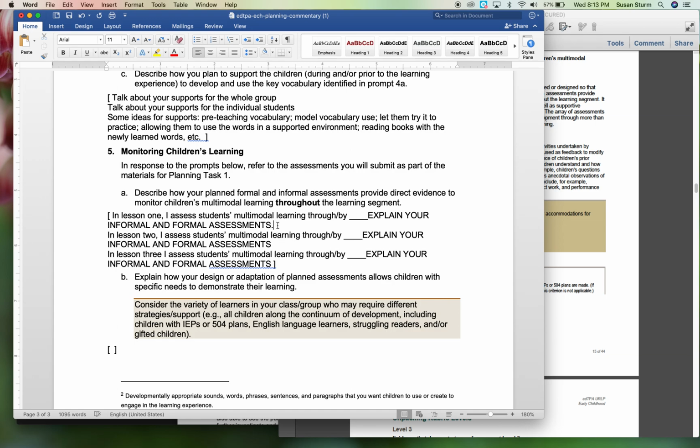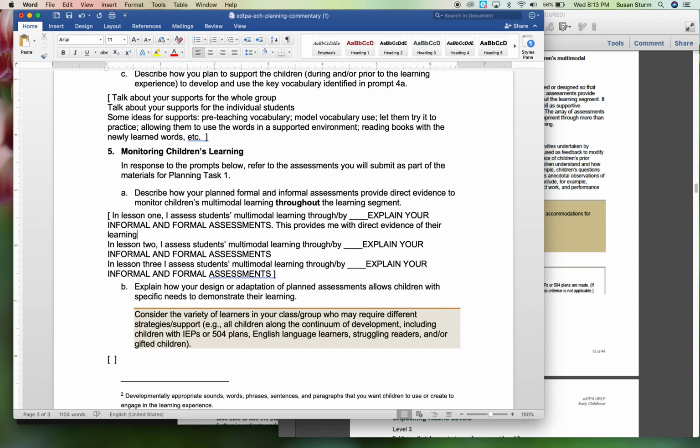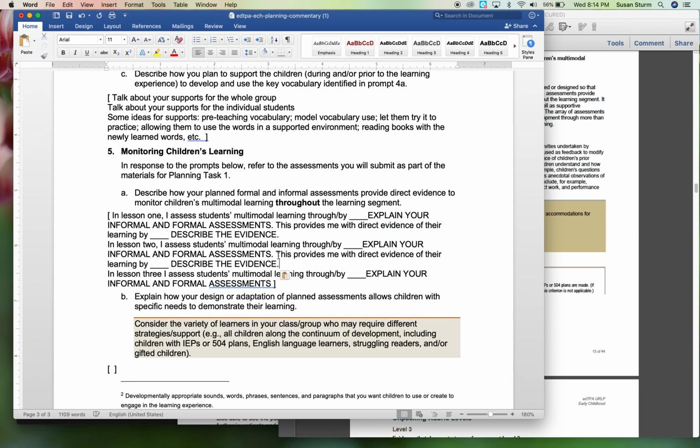What's good to add here is how do they provide you direct evidence? So in lesson 1, I assess the students by this. This provides me with direct evidence of their learning by, and then here, describe the evidence. And do that with all of them again. So first you describe them, and then you explain how it provides you with direct evidence.